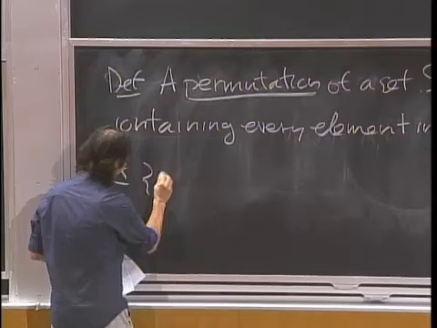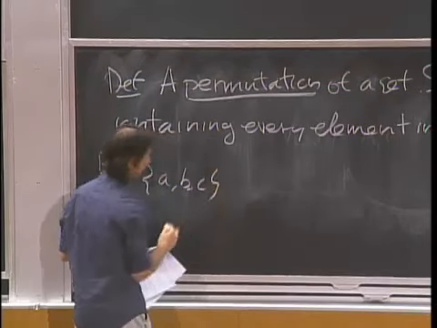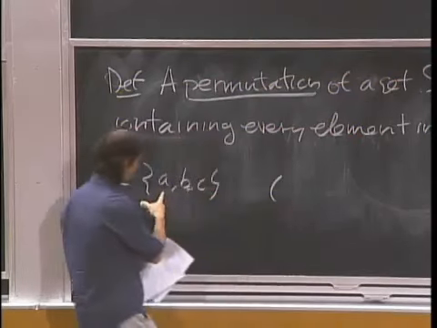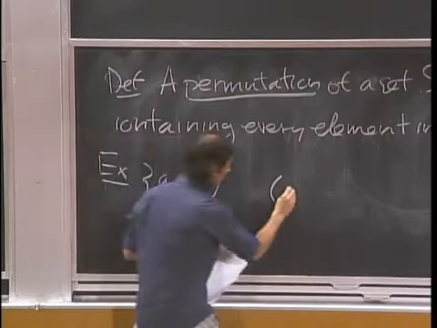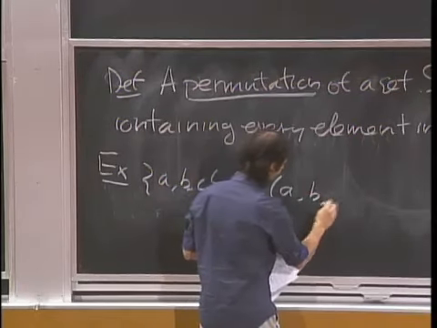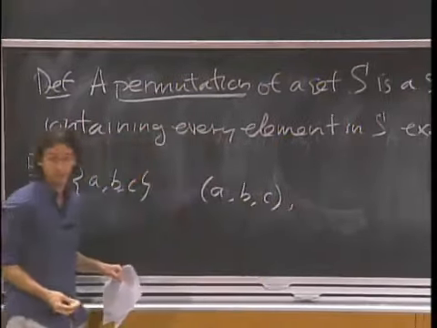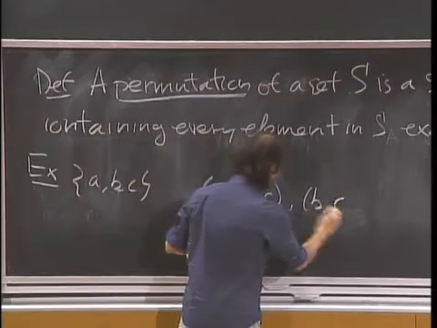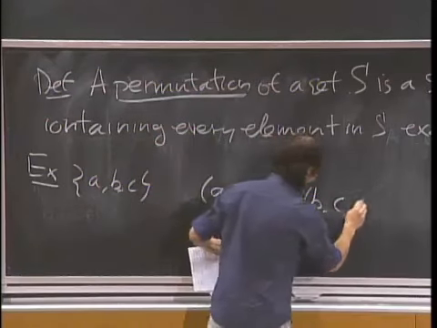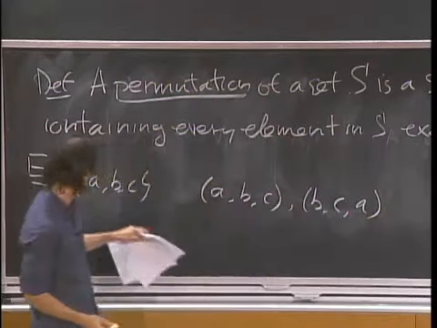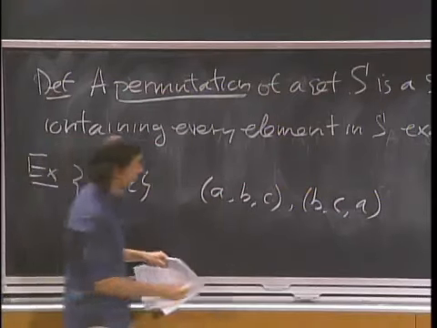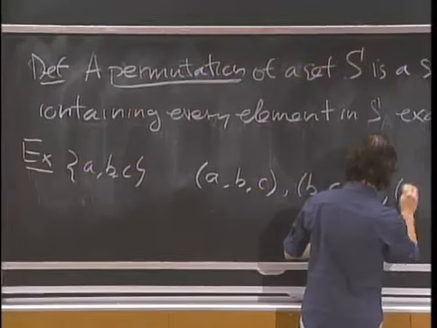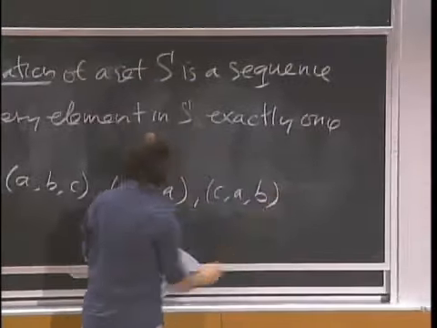And, well, how many permutations are there? So, first one, I may just order the elements in A, B, and C. So I have, say, the sequence A, and then B, and then C. There are many more. I can, for example, start with B, and then C, and I may cycle through to A. That's another permutation of these three elements. And I can do that once more. I can, for example, start with C, and then A, and then B.